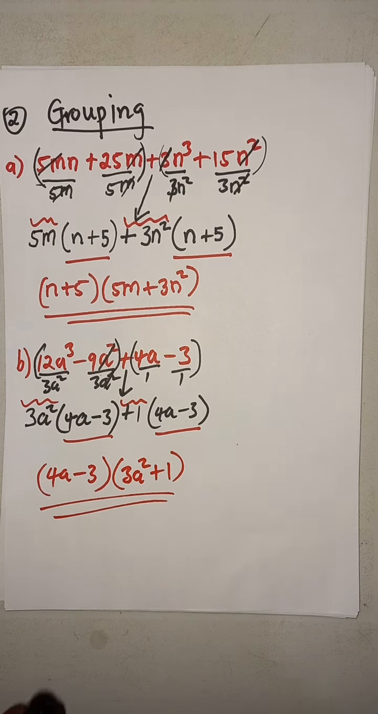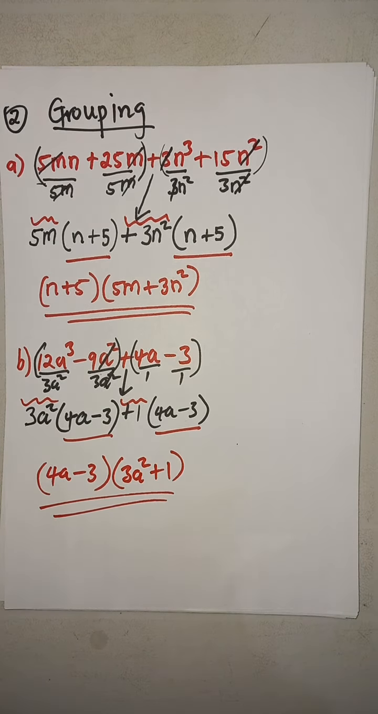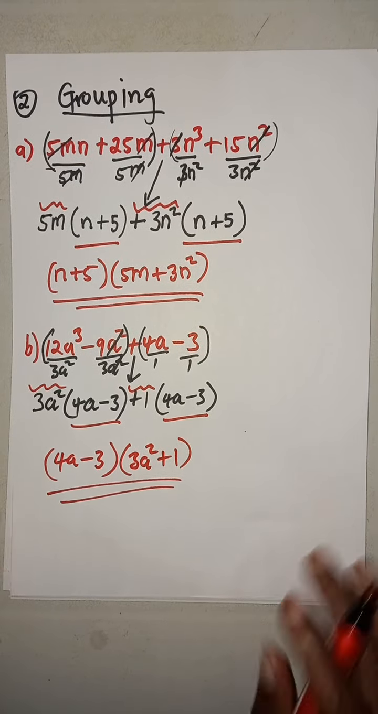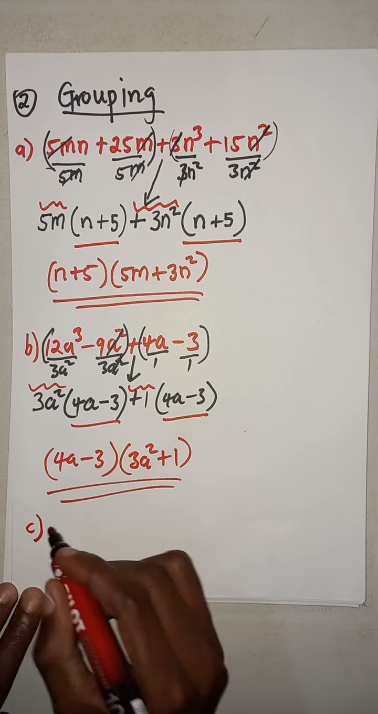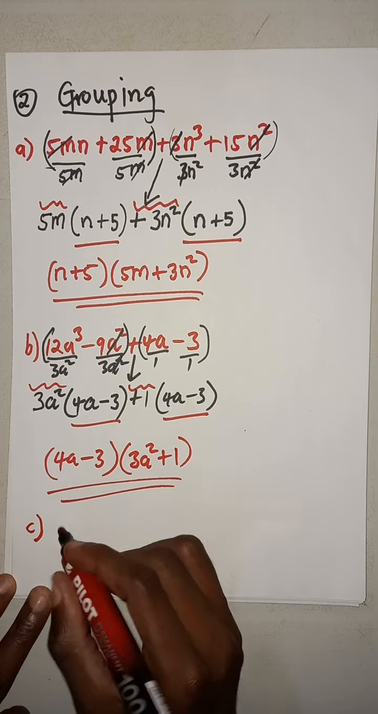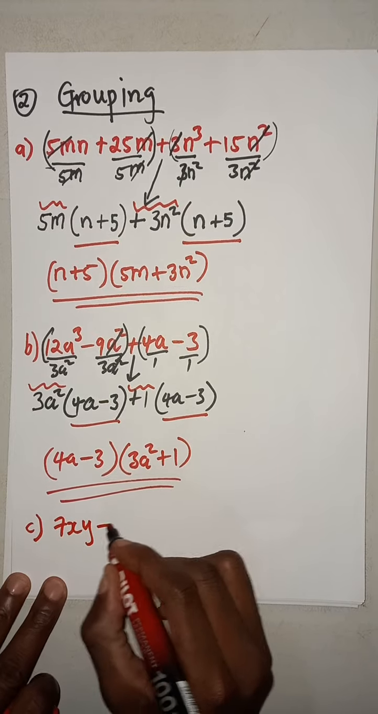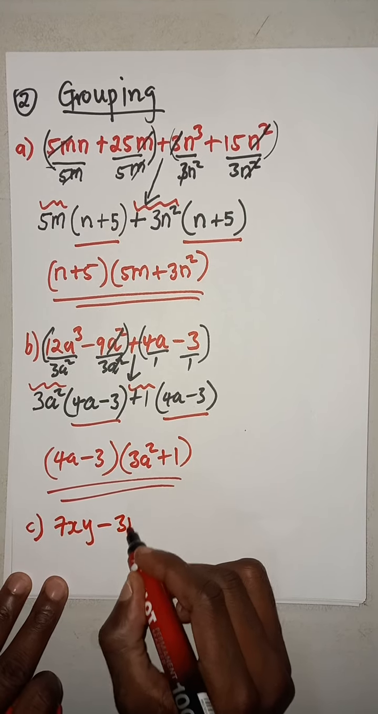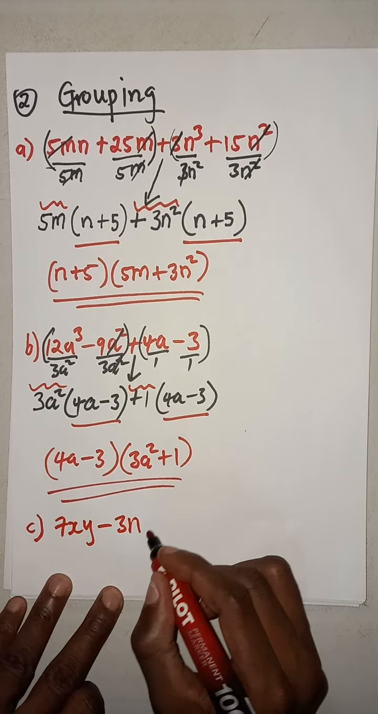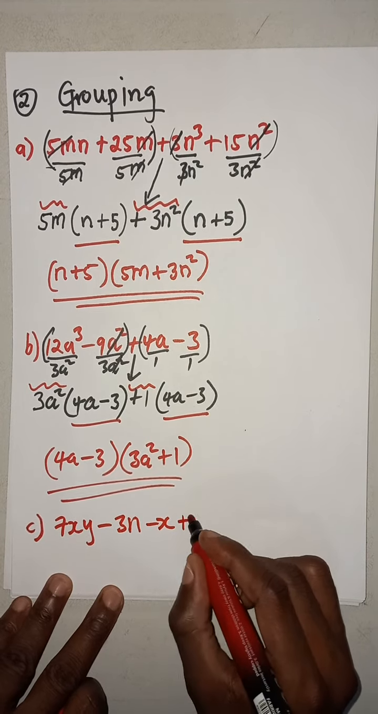So the point is, what if now I'm given something which looks like this? Let's say letter C, I'm given 7xy minus 3n minus x plus 21ny.